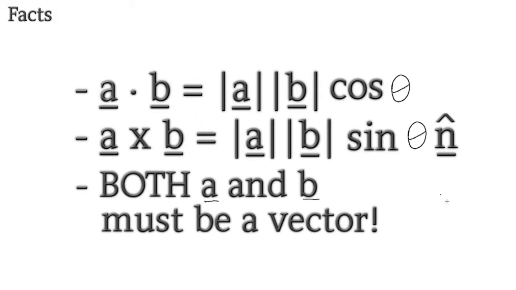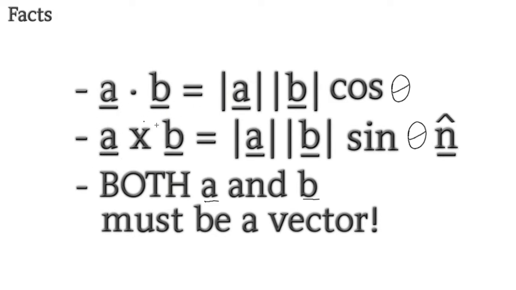With a knowledge of how to deal with vectors, we now need to know how to manipulate vectors. There are two main ways. One of them is called the dot product, which is the scalar product. It's defined as a dot b equals mod a mod b cosine theta, where theta is the angle in between the two vectors.